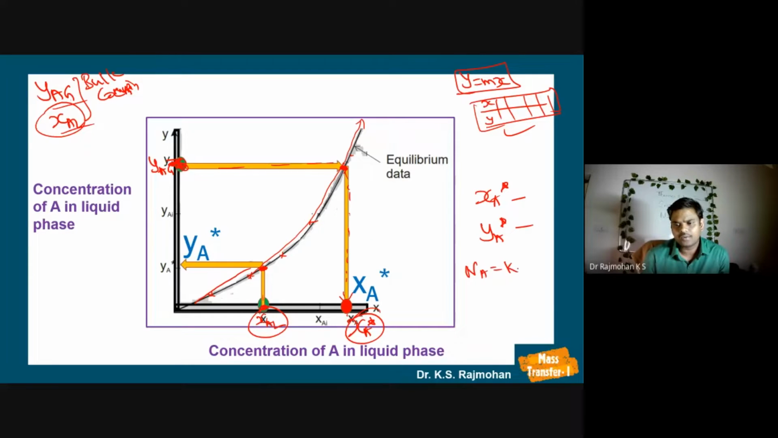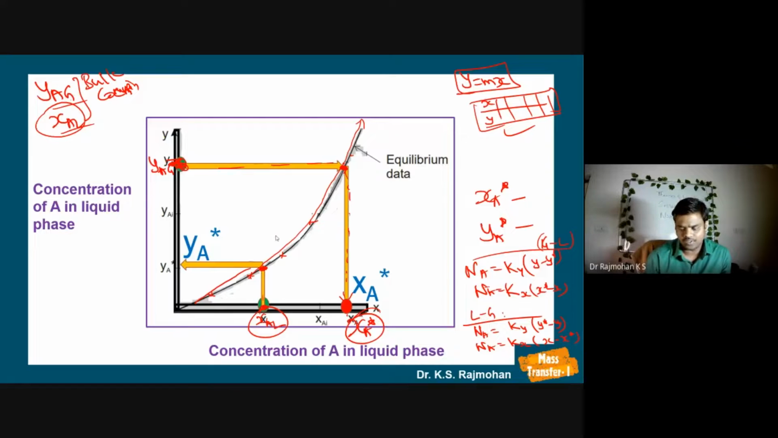Na equal to Ky into y minus y star, or Na equal to capital Kx into x star minus x. So this is for gas phase to liquid phase mass transfer. If the direction is reversed, when L to G mass transfer is taking place, we get Na equal to capital Ky into y star minus y, and Na is equal to Kx into x minus x star. That way we will get the XA star value and YA star value.